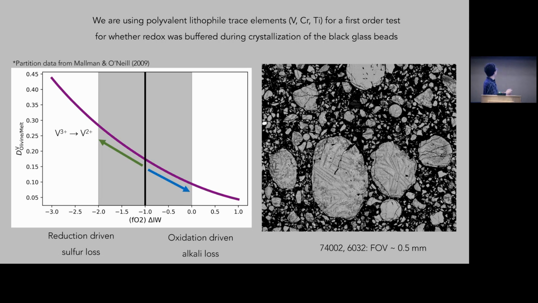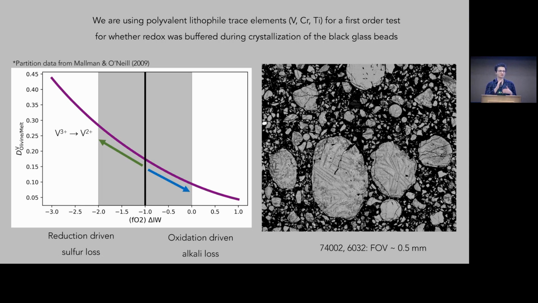On the left here, I'm showing you how the vanadium olivine-melt KD changes as a function of fO2. And on the right, we're showing you an image of these black glasses. Simply speaking, we'd expect to see a change in the vanadium partitioning in the olivine as a function of the redox state, if these glass beads do in fact change redox state, or are buffered the entire time. As Steve mentioned earlier, these materials are kind of a natural Monte Carlo simulation.